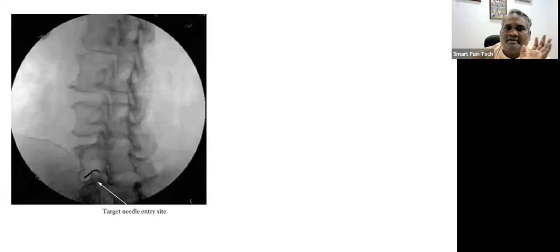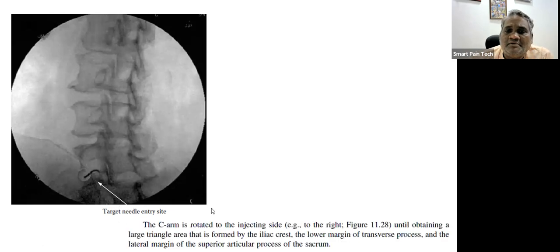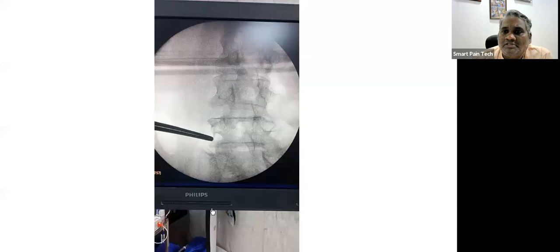Now coming to the needle intersect. If you see this picture, this is also an ipsilateral oblique. Here, you have to target the CM. This is my picture, I'm telling you, to such a position that the transverse process of your L5, if you see, this is the transverse process of the L5.